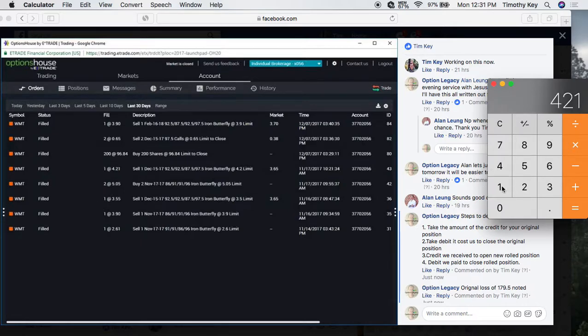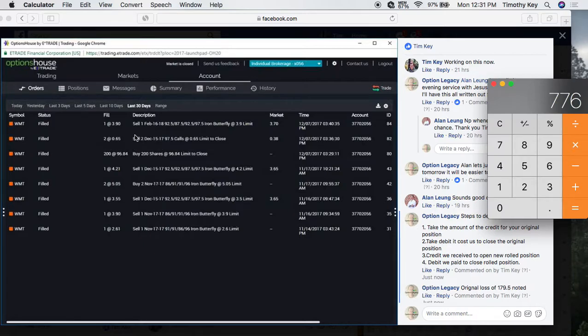So 421 plus 355 equals a credit of 776. 776. Okay, so we've completed step 3. Now here's the tricky part. These lines up here, line 6 and 7.